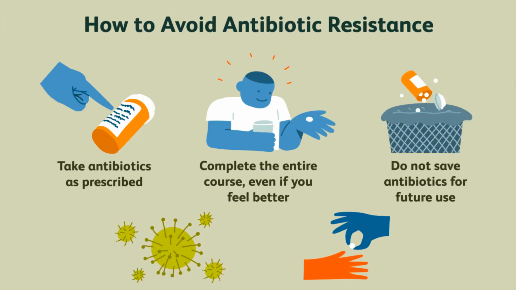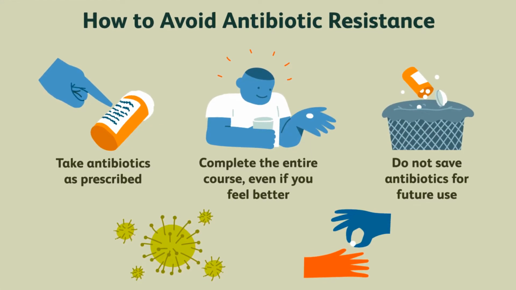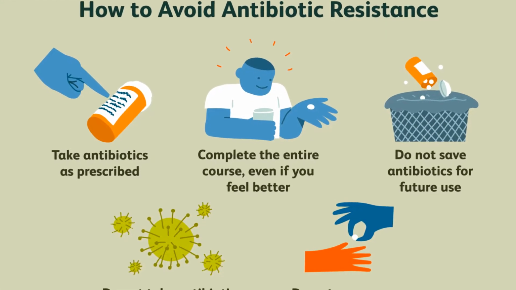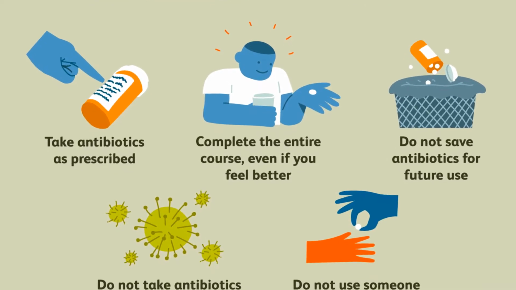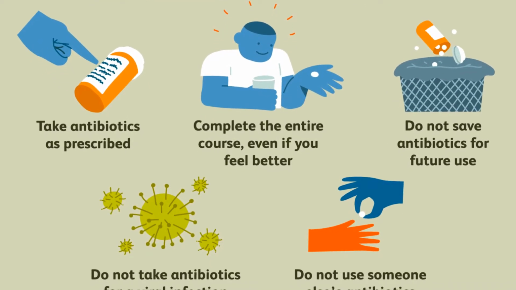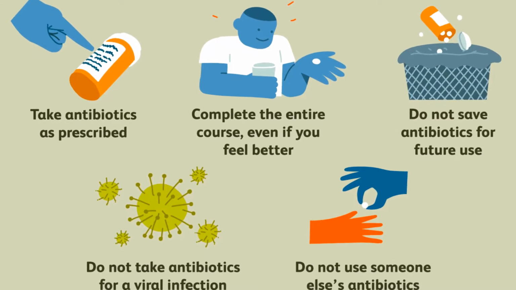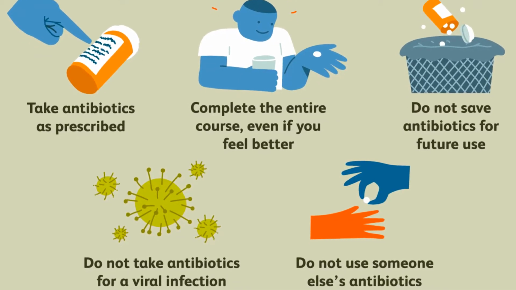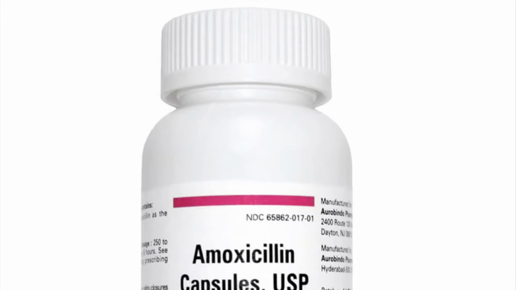Amoxicillin is also sometimes used together with another antibiotic called clarithromycin (Biaxin) to treat stomach ulcers caused by Helicobacter pylori infection. This combination is sometimes used with a stomach acid reducer called lansoprazole (Prevacid).